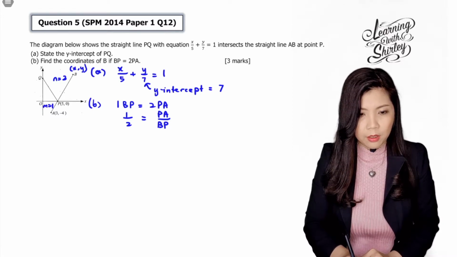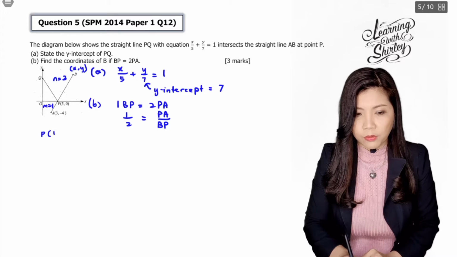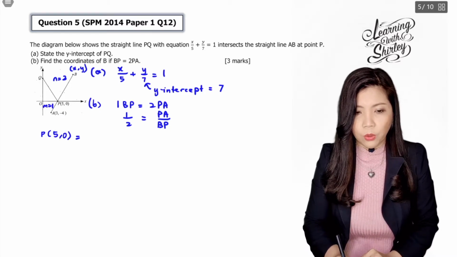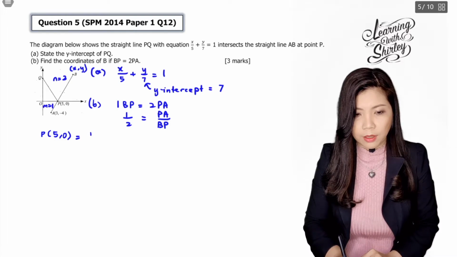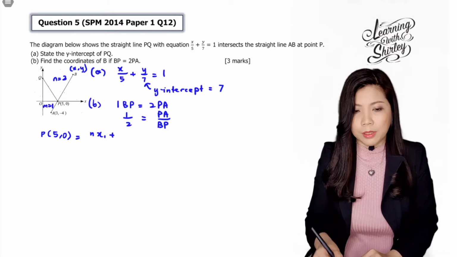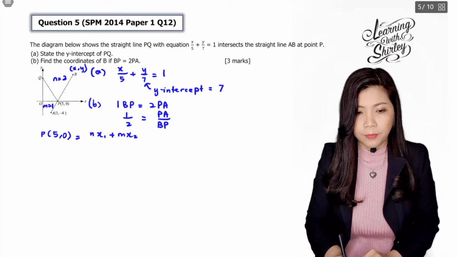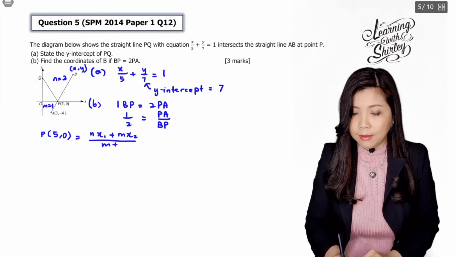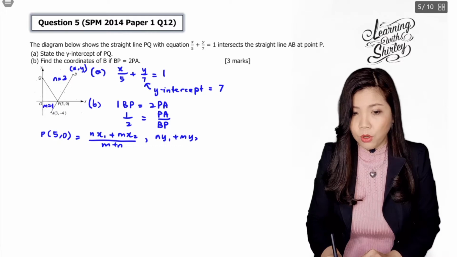So for B, I'm going to continue over here. P, which is (5, 0), equals, I'm going to put it into the formula. I write down the formula first, so that if some of you are not familiar with the formula, you write the formula. If you write the formula many times, soon it will get into your head. So (n x1 plus m x2) over (m plus n), comma, (n y1 plus m y2) over (m plus n).